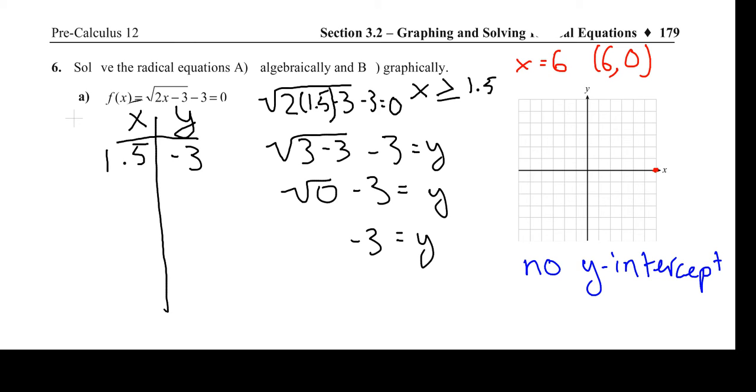So let me go back to red because that's what we're doing our graph in. So here's 1, and there's about 1.5 x and then negative 3. So 1, 2, 3, and that's not really a point, but you pretty much see what I'm doing there. Going back to black. Now we know that x has to be greater than or equal to 1.5.